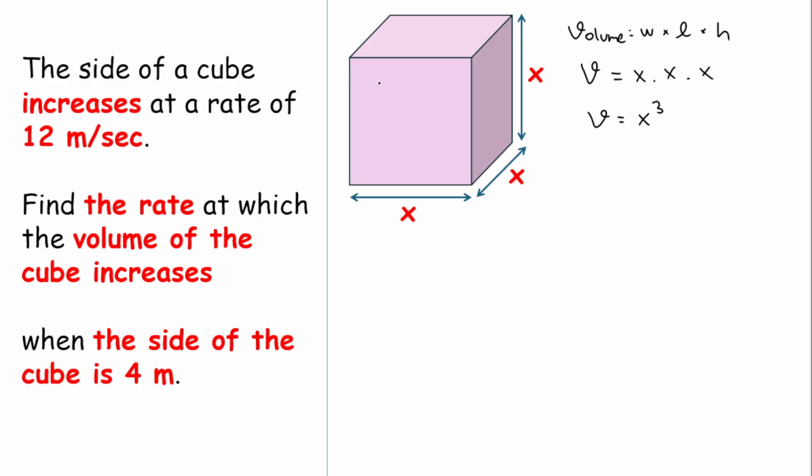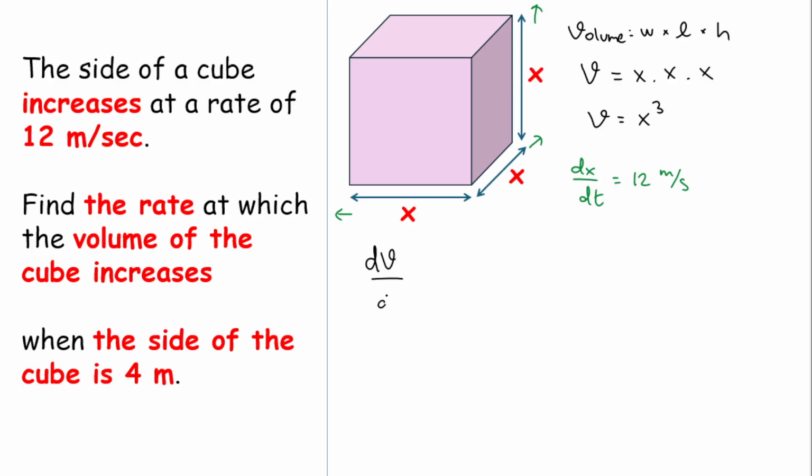And then the side of the cube increases at a rate of 12 meters per second. So we know that it is increasing here, so it grows there, and it also grows there, and also there. So the cube gets bigger, right, with a rate of dx/dt. So we'll have dx/dt equal to 12 meters per second. Good, but we need to find the rate at which the volume of the cube increases. So we need to find dV/dt, right?